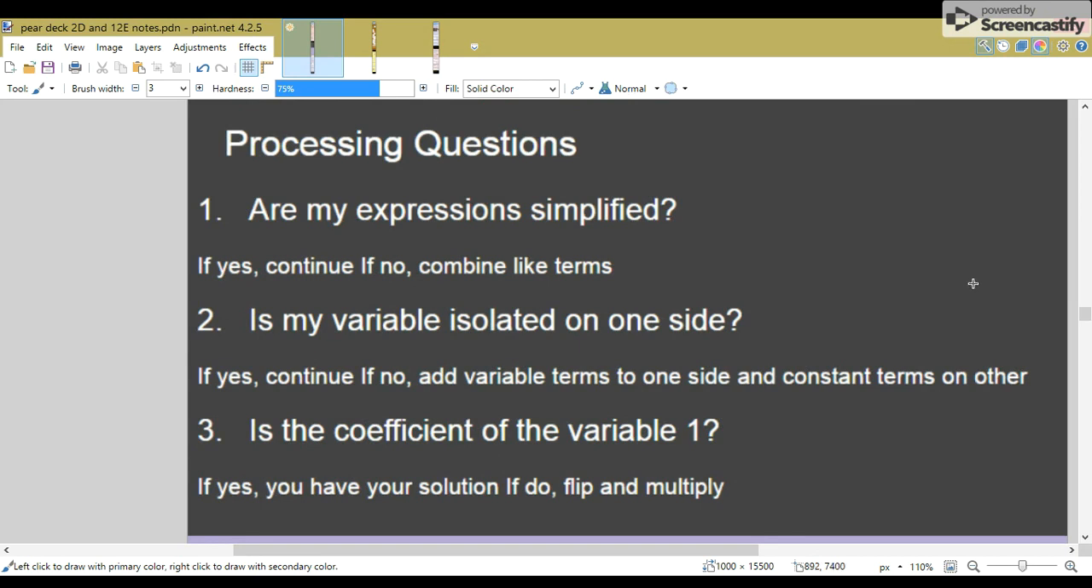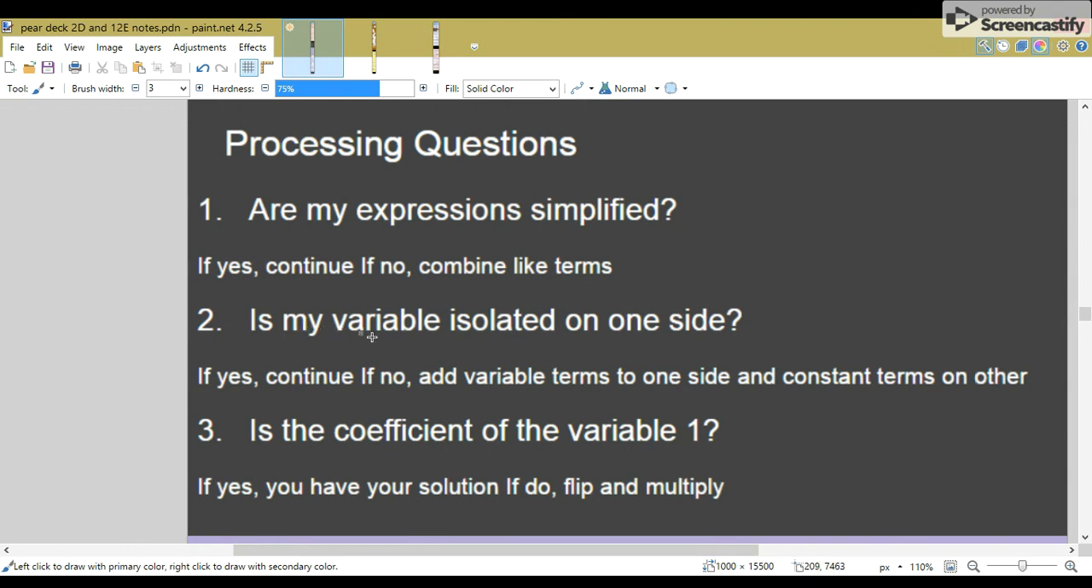We are doing these problems where you're solving for the variables. Here's your processing questions. Go down this list and go through them in order so you can get all the steps. Step 1, are my expressions simplified? If yes, you continue to the next step. If no, combine like terms from each expression.